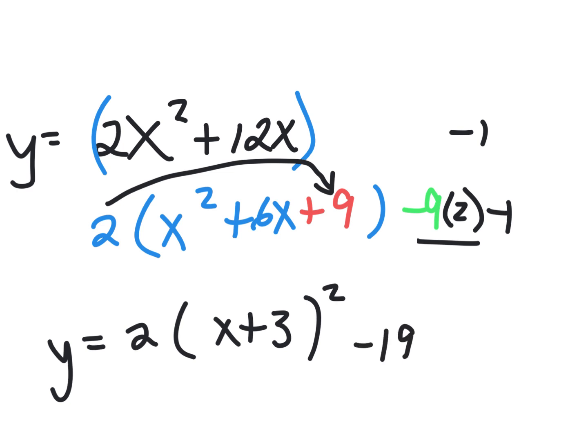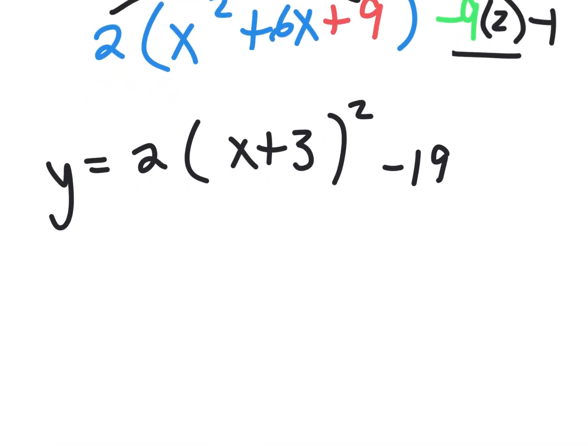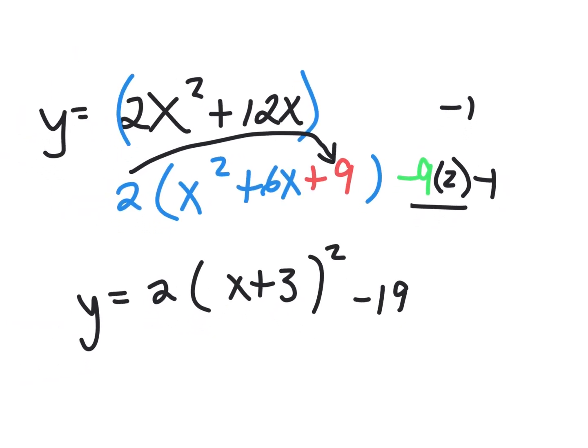Negative 19. Negative 19, the average age of a foot soldier in Vietnam. Okay. Any questions?